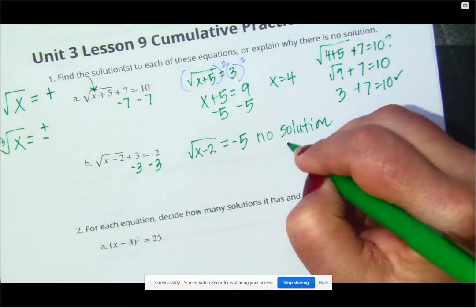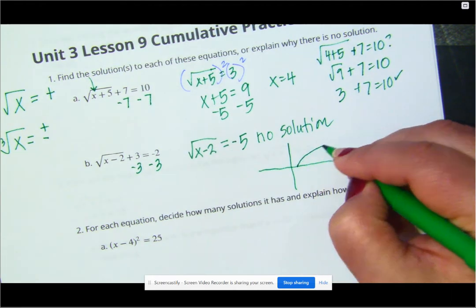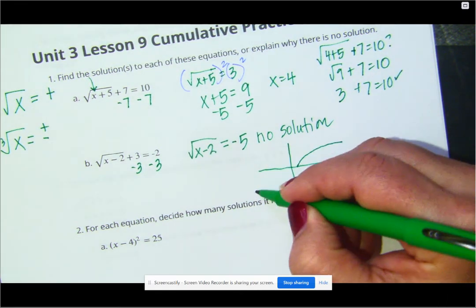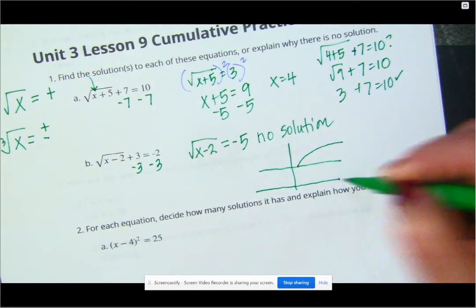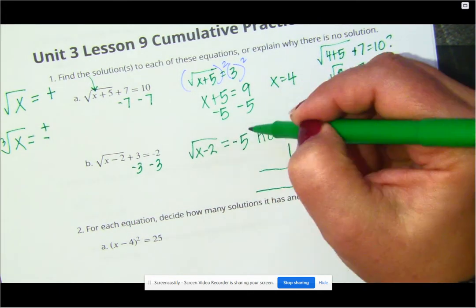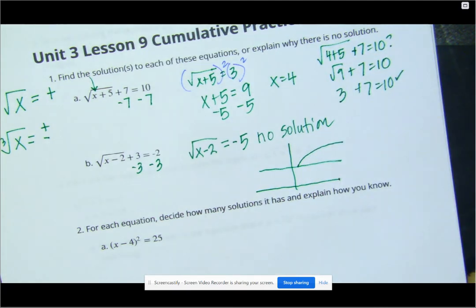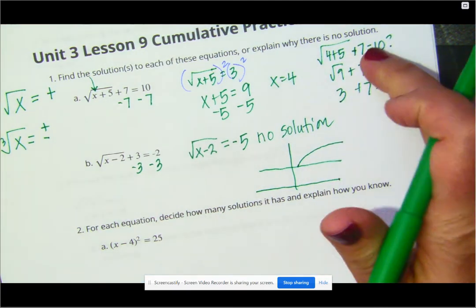You could go to Desmos. The graph of that looks something like this. And it says, when does that run into negative 5? Never. No solution. The mistake would be that a student would square both sides and keep going, and they would get an answer, thinking they had followed all the steps. But you would be able to catch it if you checked your solution.